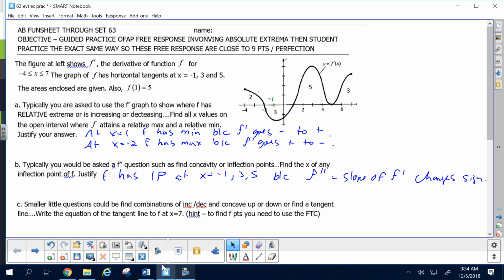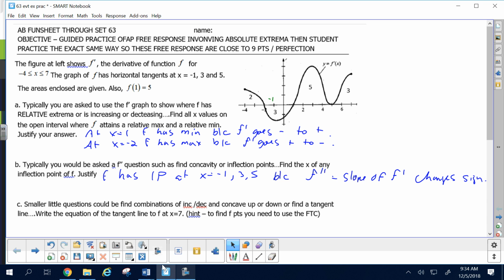The question is, should we use a definite integral? The answer to that is 100% yes. We are trying to find F at 7. We have F at 1.